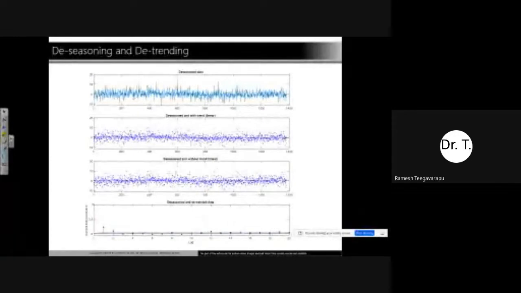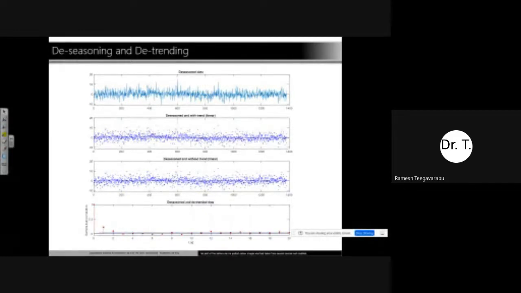And you can deseason the data. So when you remove the season, this looks like this. You can remove the trend also. Then deseason and without trend. And then you will see that autocorrelation completely drops, and then that series is now ready for development of autoregressive moving average models or any time series forecasting models.